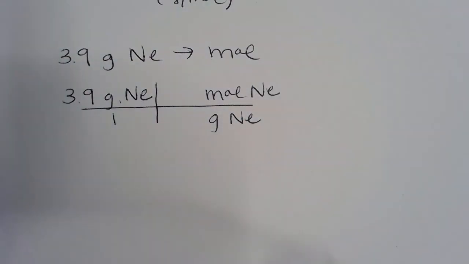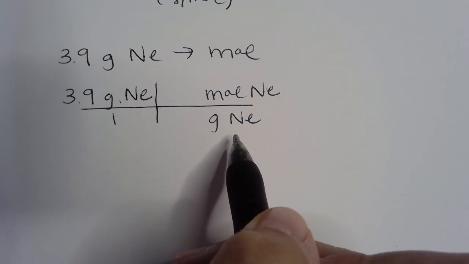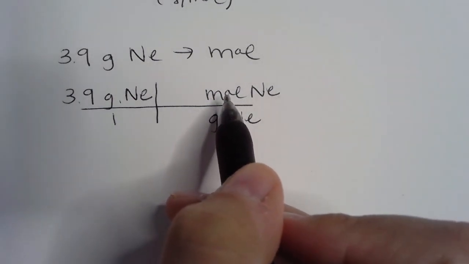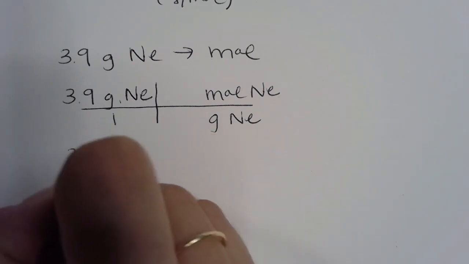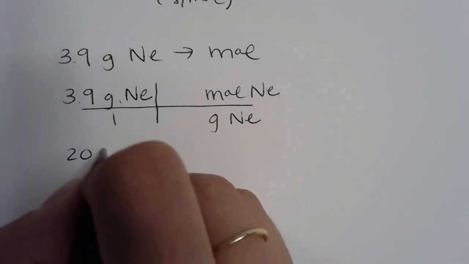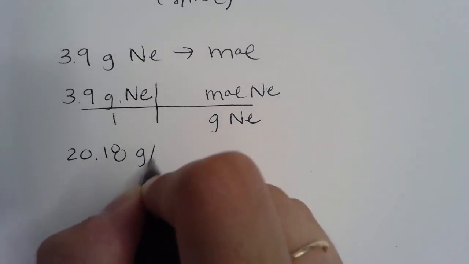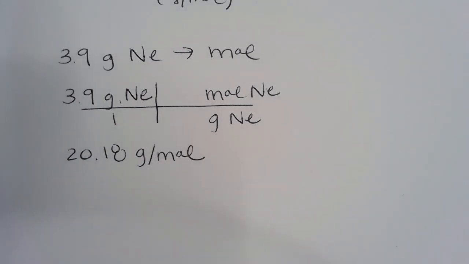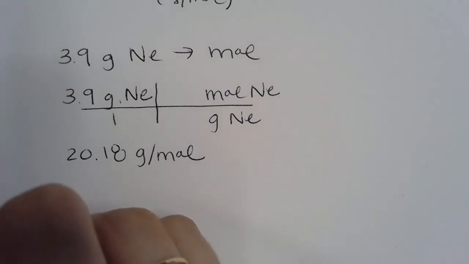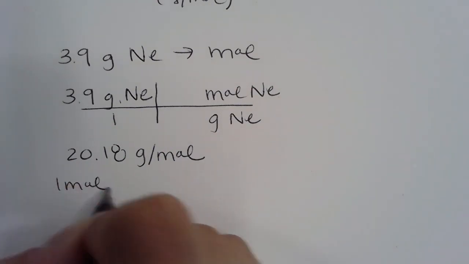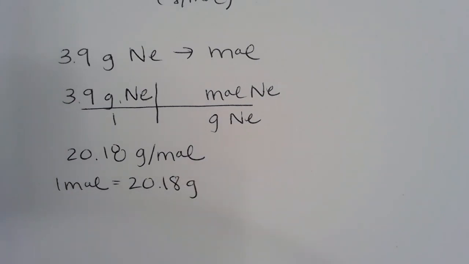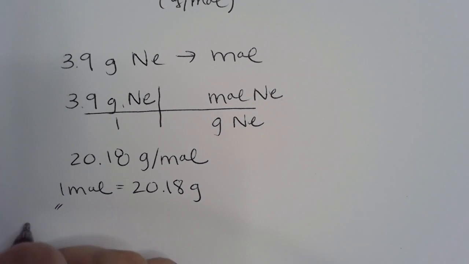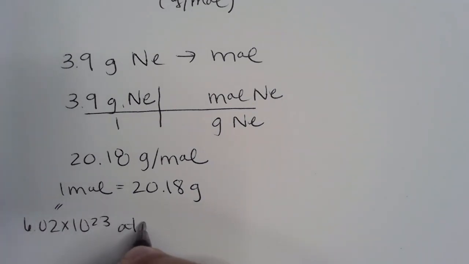Because we're converting the mass, or the amount of grams, to the number of moles, we do need to find the molar mass for neon. And if you look on the periodic table, the molar mass for neon is 20.18 grams per mole. So what does that mean? Technically, that means that 1 mole of neon has a mass of 20.18 grams, where 1 mole is also equivalent to 6.02 times 10 to the 23rd atoms.